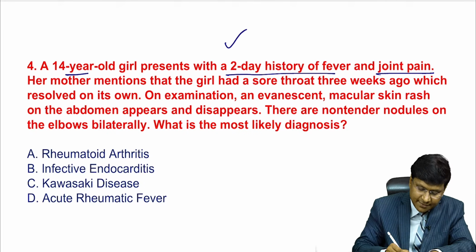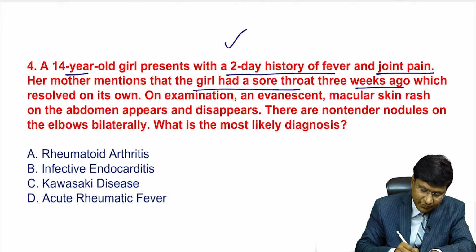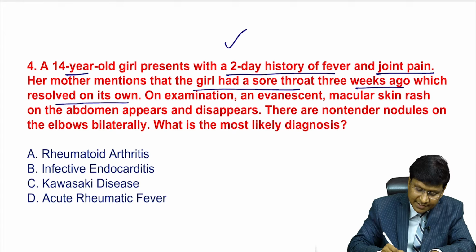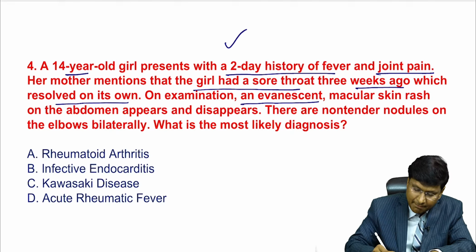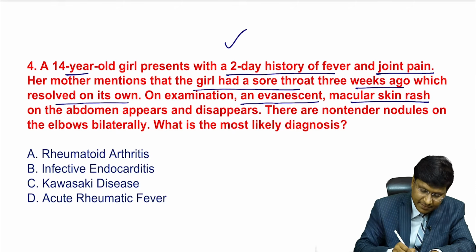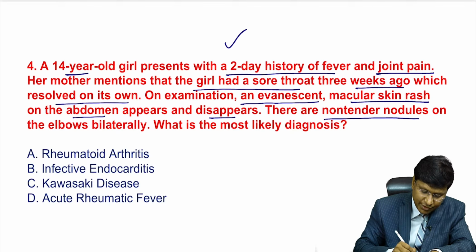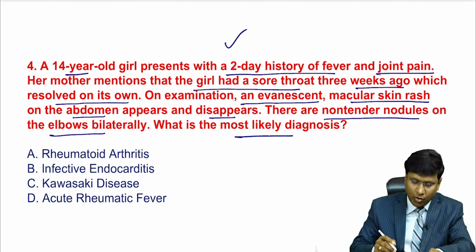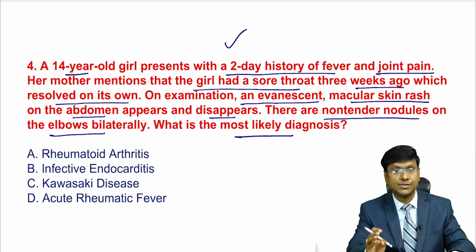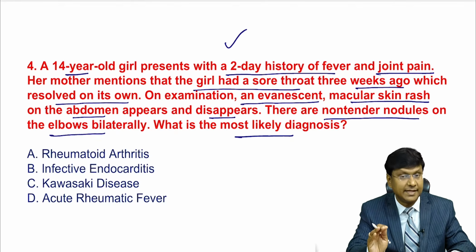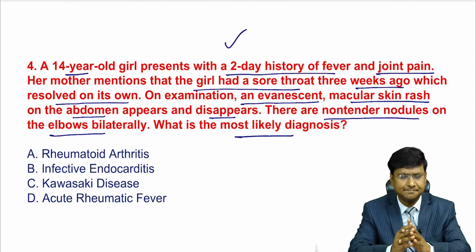Her mother mentions that the girl had a sore throat 3 weeks ago, which resolved on its own. On examination, there is an evanescent macular skin rash on the abdomen that appears and disappears, and there are also non-tender nodules on the elbow bilaterally. What is the most likely diagnosis? Rheumatoid arthritis, infective endocarditis, Kawasaki disease, or acute rheumatic fever.